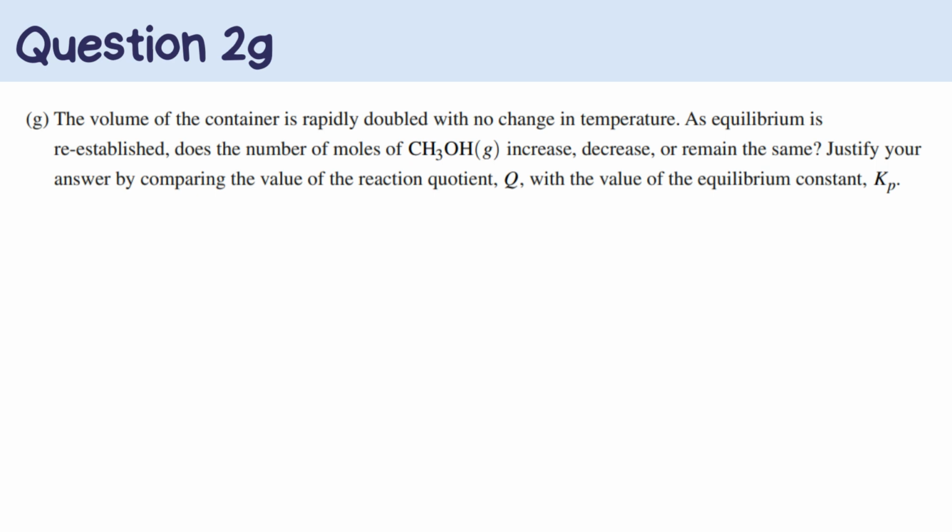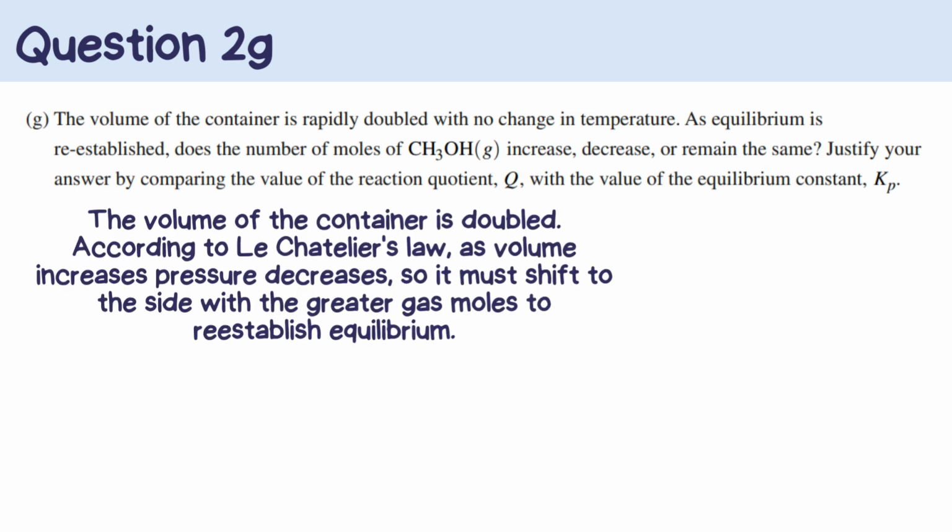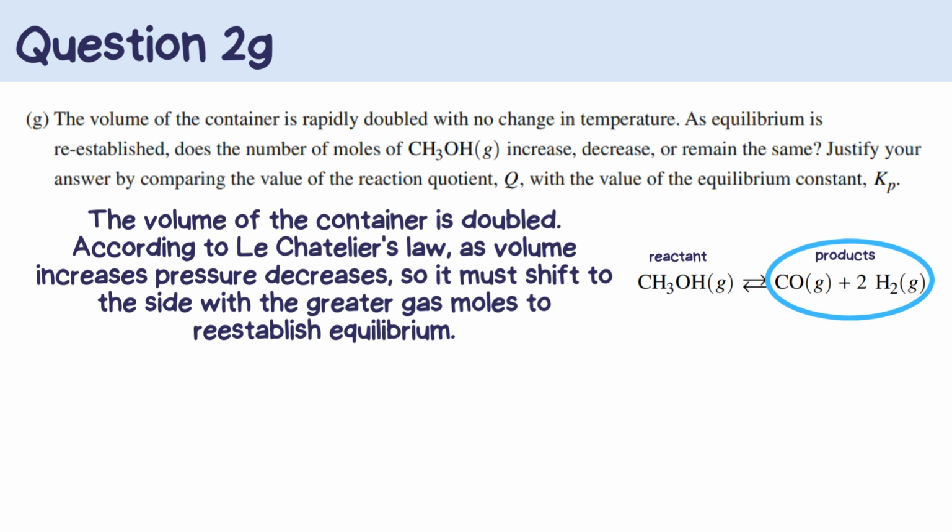So when they mentioned that the volume of the container is doubled, then you'll also notice that according to Le Chatelier's principle, as volume increases, pressure will decrease because they're inversely related. And this means that it must shift to the side with the greater gas moles to reestablish equilibrium. So on the reactant side, there's just 1 mole, as shown there. And on the product side, there are actually 3 moles. The product side has more, so it must shift to that side.